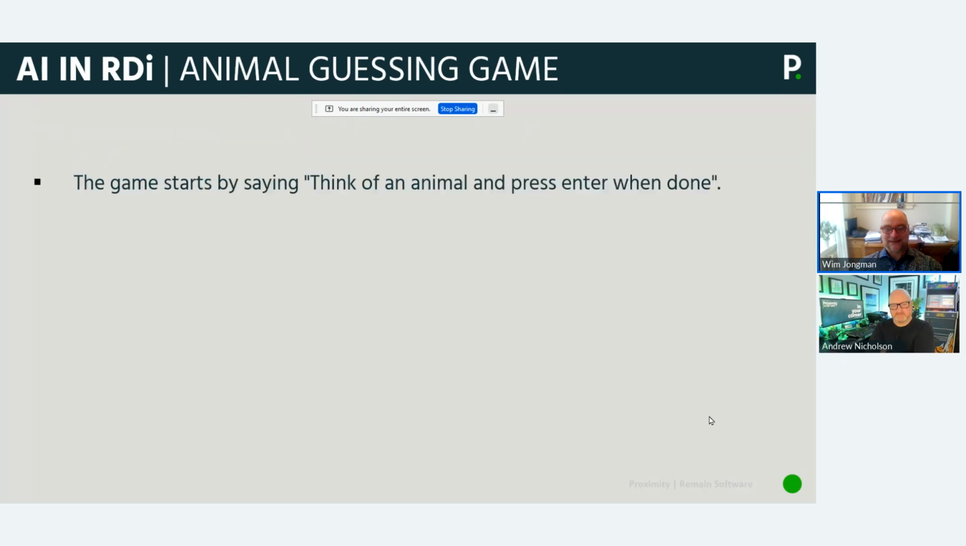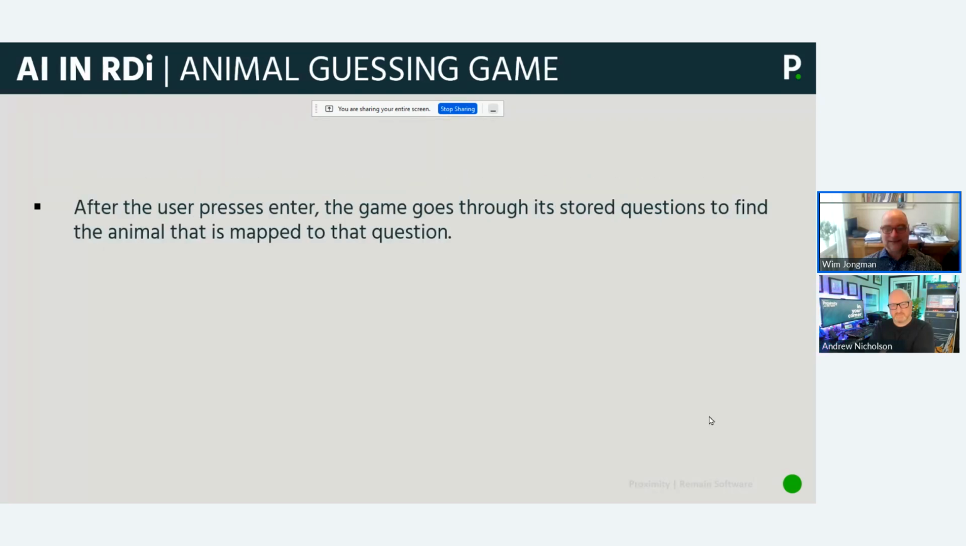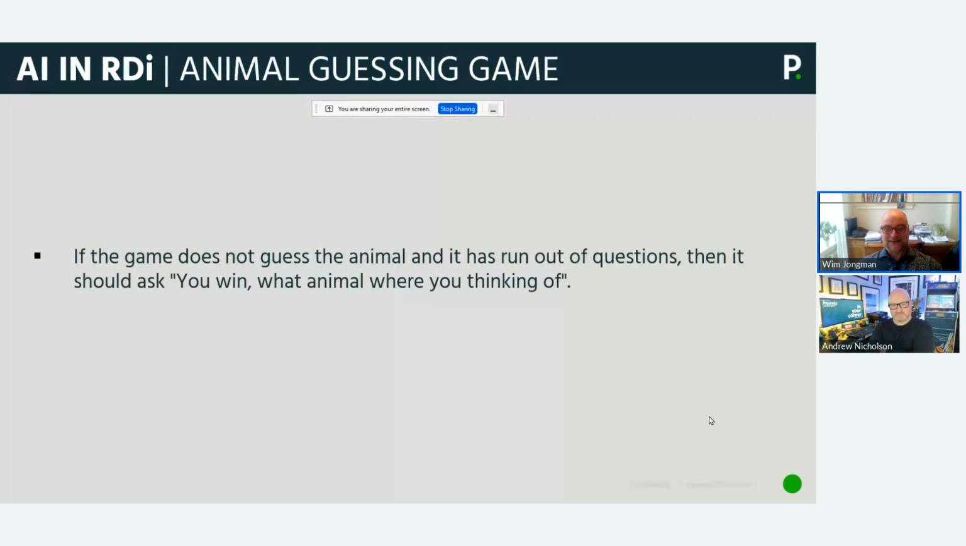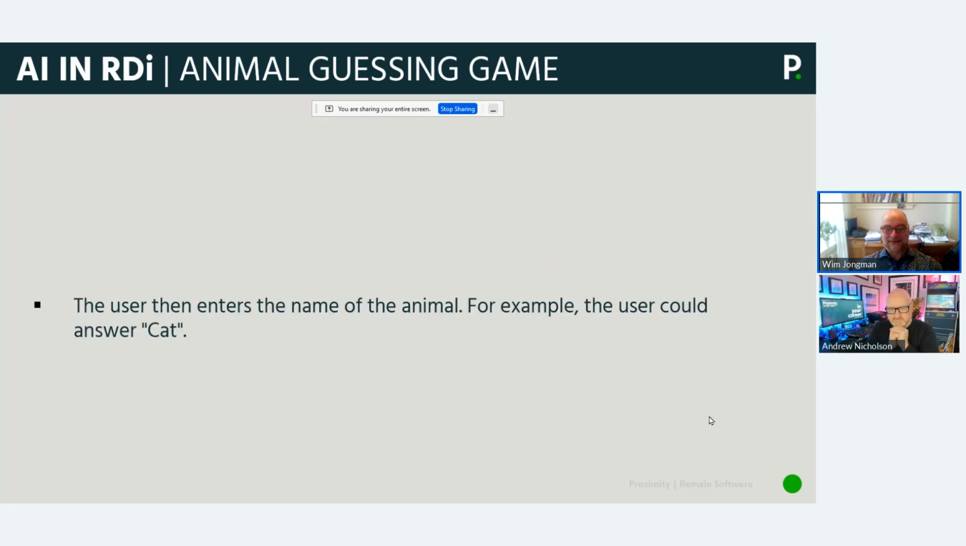Okay, so the game starts by saying, think of an animal and press enter when done, right? That is how that game worked. Then you press enter, and the game goes through its stored questions to find the animal mapped to that question. So, for example, it asks you, does it bark? Well, I say no, because I'm thinking of a cow, for example. If the game does not guess the animal and has run out of questions, then it should ask you, "You win. What animal were you thinking of?" Right? And then I could, for example, say cat, right?